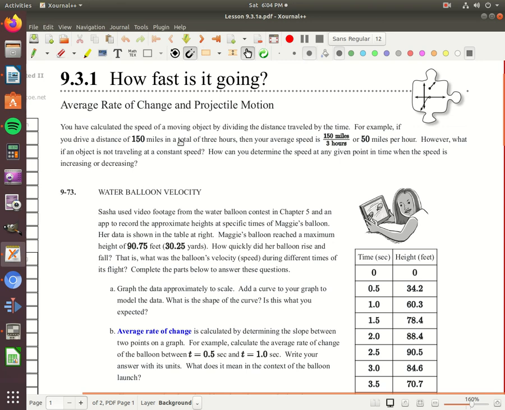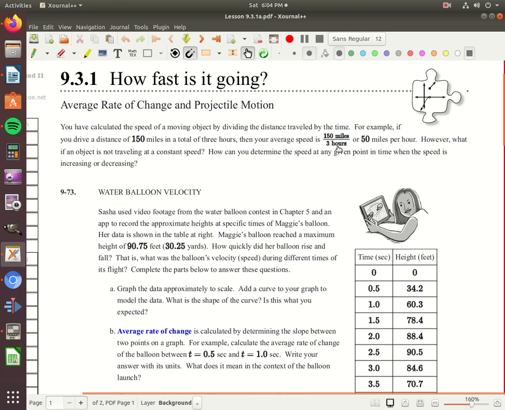So you've calculated the speed of a moving object by dividing the distance traveled by time. For example, if you drive a distance of 150 miles in 3 hours, then your average speed is 50 miles an hour. You divide your change in y by your change in x.